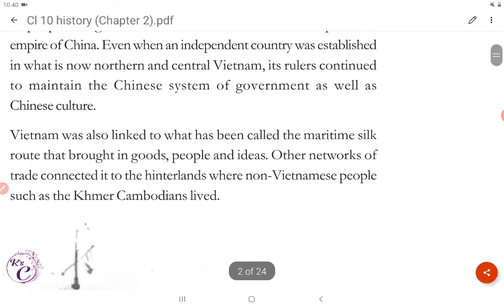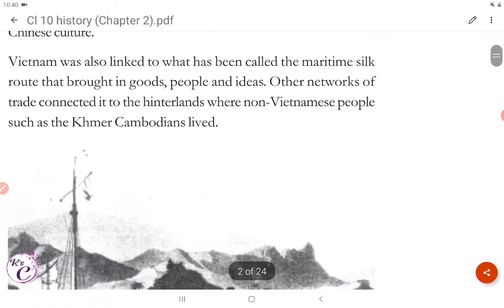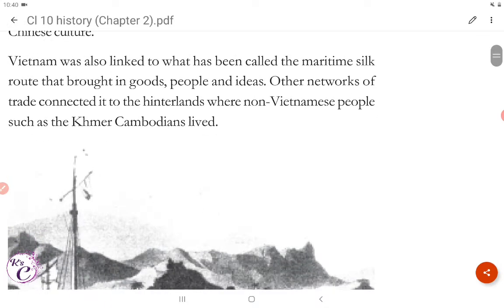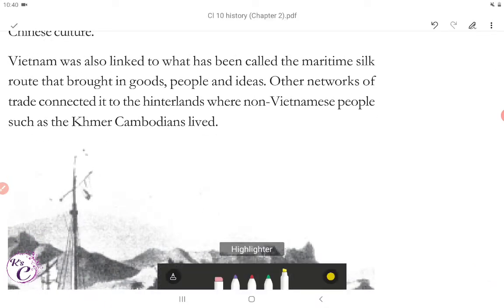Vietnam was also linked to what has been called the Maritime Silk Route that brought in goods, people, and ideas. Other networks of trade connected it to the hinterlands where non-Vietnamese people, such as the Khmer Cambodians, lived.